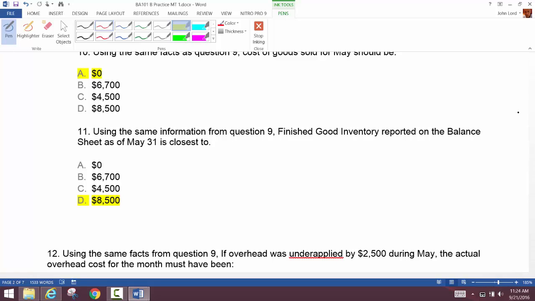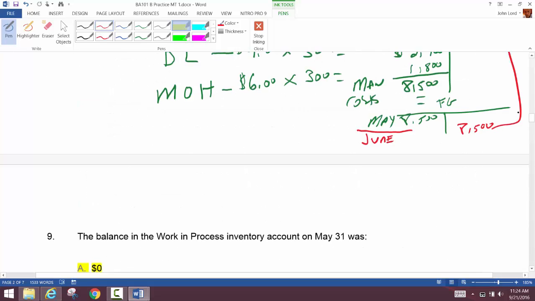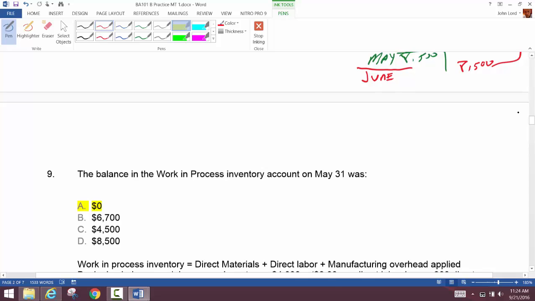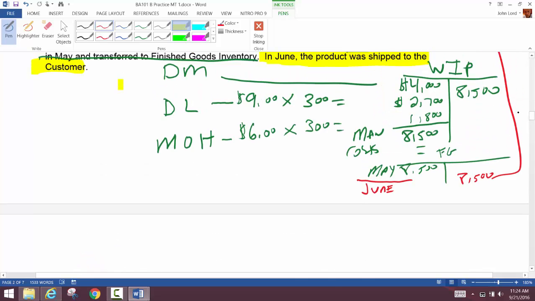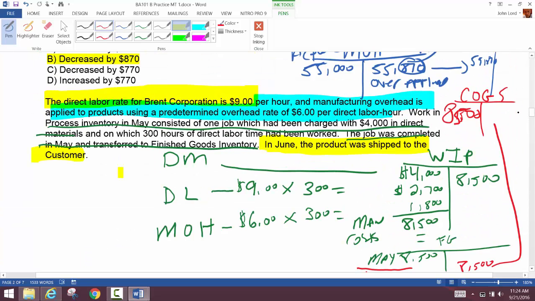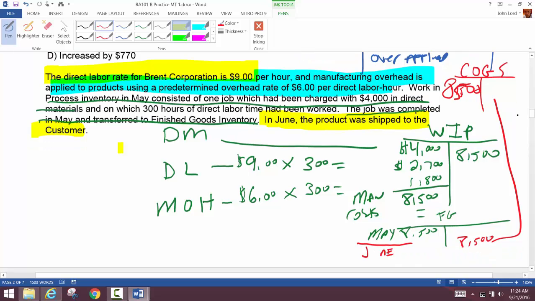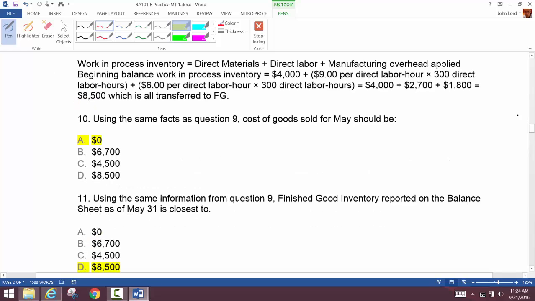Okay, and then what? Then we come over and we say using the same facts from question 9, finished goods inventory balance on May 31st before we've sold the stuff is what? 8,500, right? Because it wasn't until June that we actually went ahead and sold that stuff out, took it out of finished goods and put it into cost of goods sold. So I started out with a good question and I ruined it, right, by sitting here and trying to get cute with these answers.